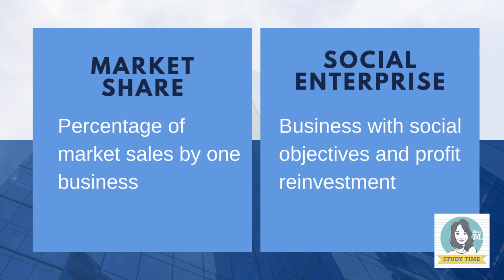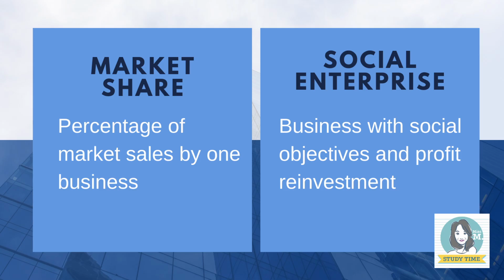Market share is the percentage of total market sales held by one brand or business, which means it measures the proportion of a market controlled by a particular company or product, indicating its competitive strength and position within the industry. On the other hand, a social enterprise is a business that has social objectives alongside the aim of making a profit, meaning the profits generated are reinvested back into the business to support its social goals, which can include addressing social issues, improving communities, or even protecting the environment.